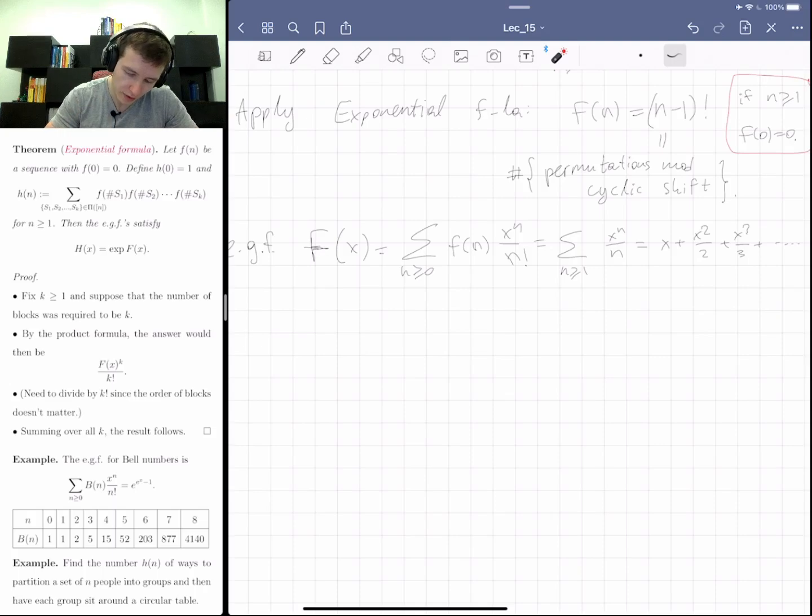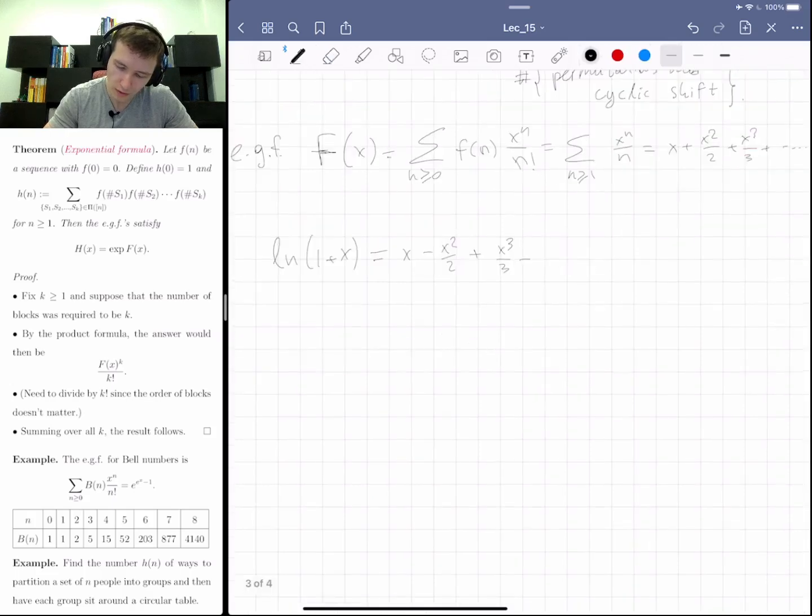Okay, let me try to remember. The logarithm of 1 plus x is, I think it should be logarithm of 1 minus x. But then for 1 minus x, I think it's like negative. Okay, so hold on, let's try to remember. If you take 1 plus x, it's going to be x minus x squared over 2 plus x cubed over 3. Or is it? No, it's going to be different. Wait, hold on. No, it's fine. Minus x to the fourth over 4 plus etc.